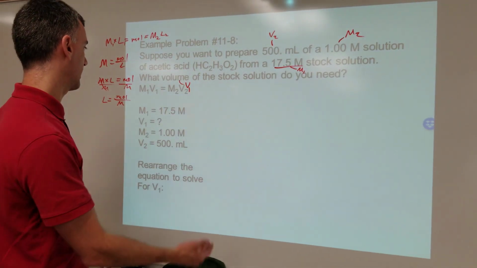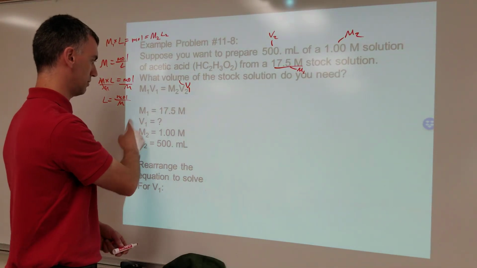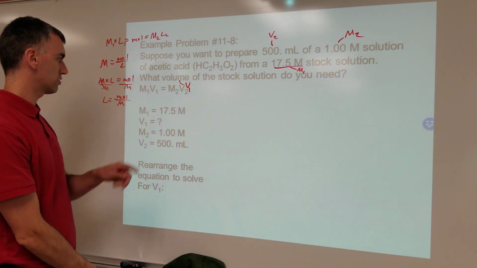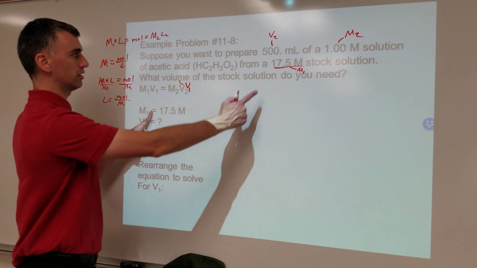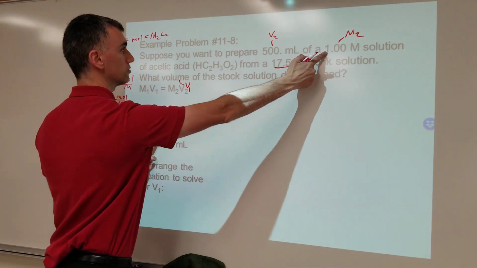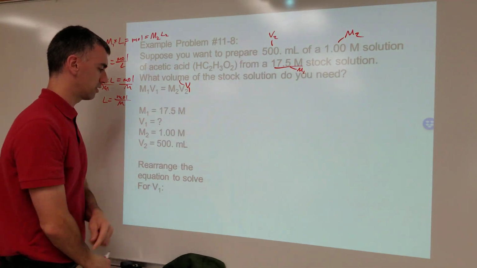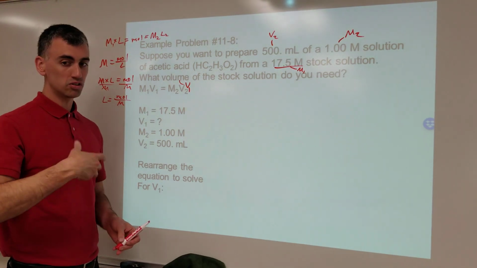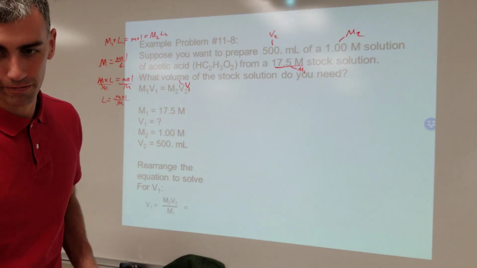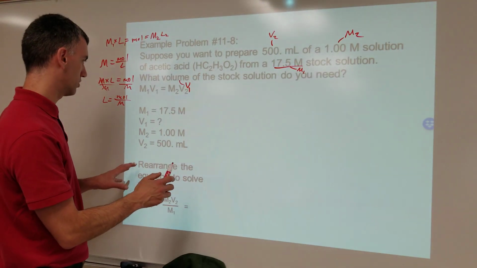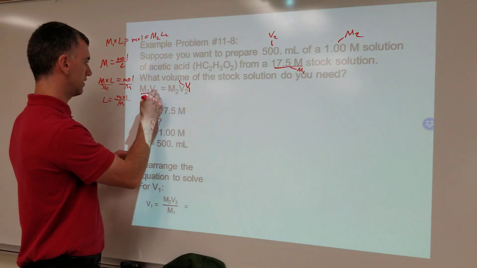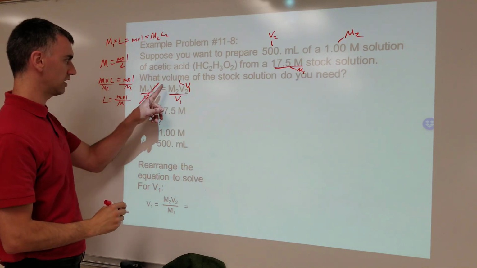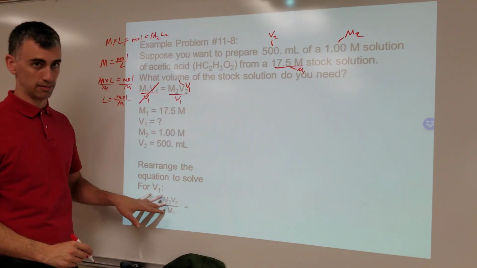So that's why I put this here, and you want to make sure this is on your handout too. So you're solving for V1, your M1's right there, your M2's right there, your V2's right there. Now here's what's nice. When you solve the equation for V1, we understand that's like dividing both sides by M2 and V2, so that V1 equals M2 V2 over M1. Okay, that's where this came from.